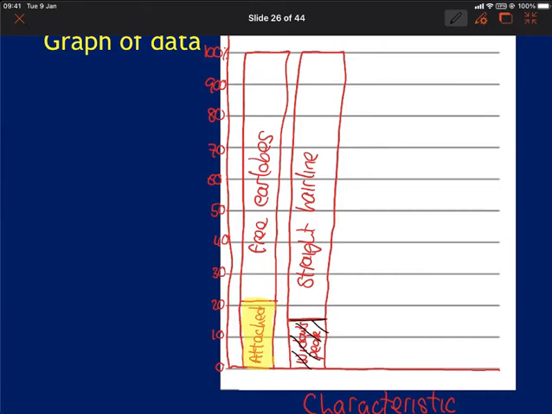Ooh, I'm a bad person. We forgot to label up over here. So this is just going to be percentage frequency, we're going to call it. So we have 21% frequency in our class of attached earlobes, 79% of free earlobes.